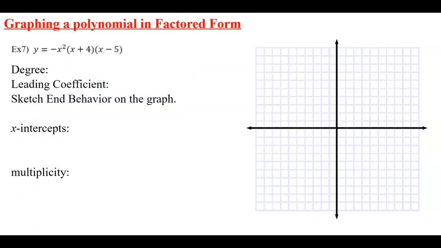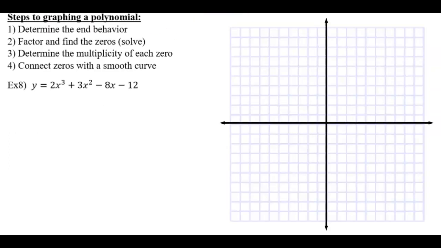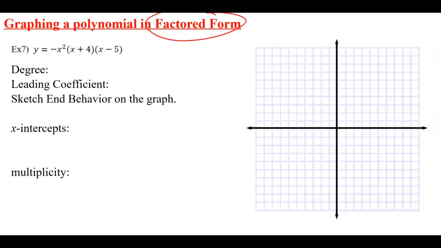So I'm going to do one more of those, and if I'm going too fast, pause it, slow down, rewind, whatever you need to do. But I'm going to do one more example in factored form, and then I'm going to do one example that is not factored. Excuse me. I don't have the Rona, sorry about that. But I'm going to do 2 more examples here, and we'll be done.